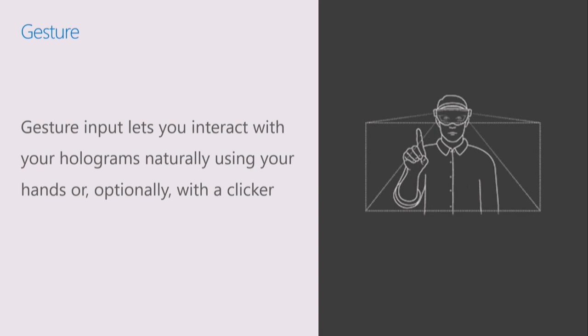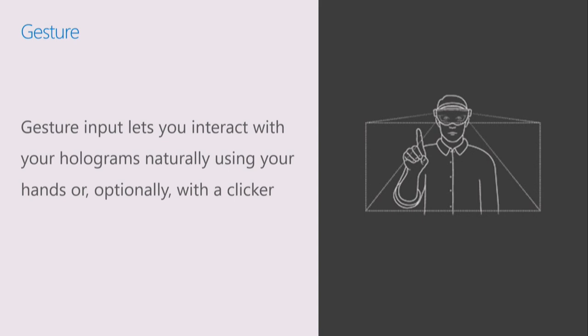HoloLens has cameras that track your hands and are able to get data about what your hands are doing. Gesture is one of the primary ways of interacting once you've looked at something and we know that you want to interact with it. So in terms of gestures, there are a few gestures that we spent a ton of time, money, research, proving out that people could do consistently when they interact with the device.